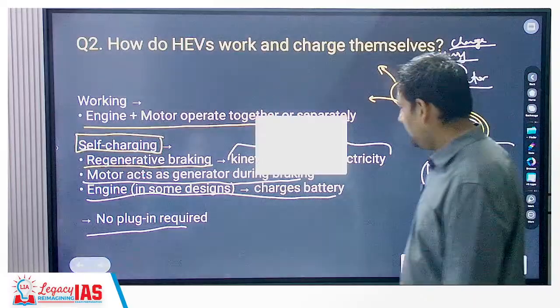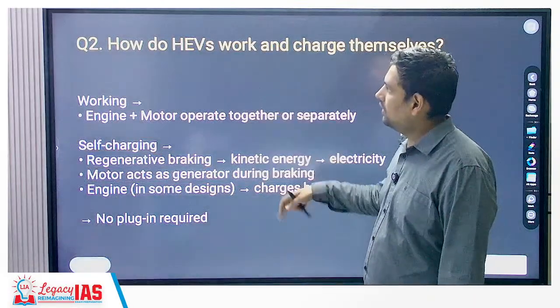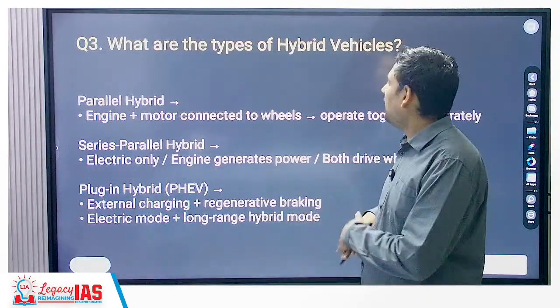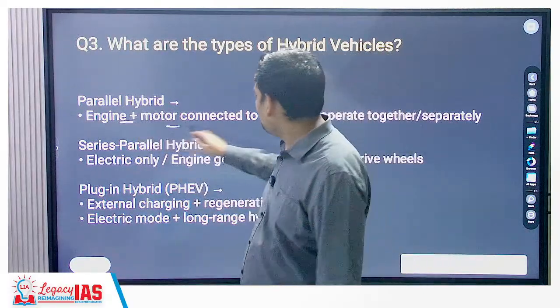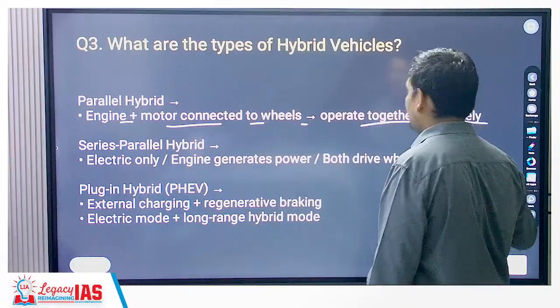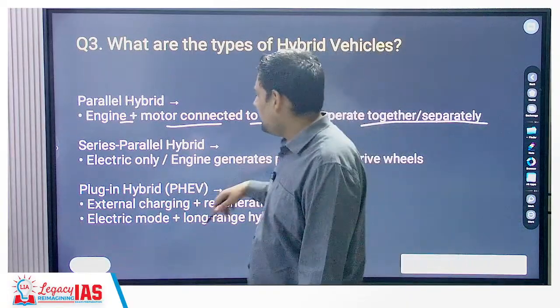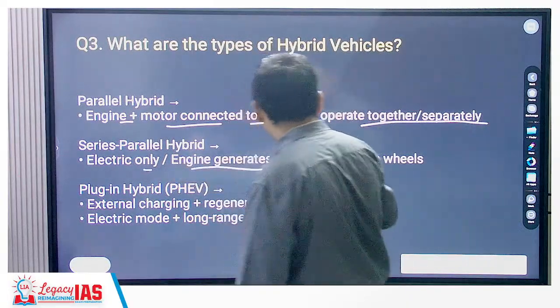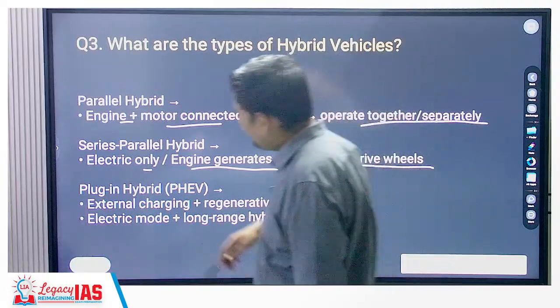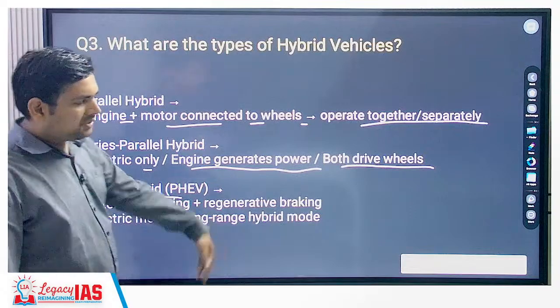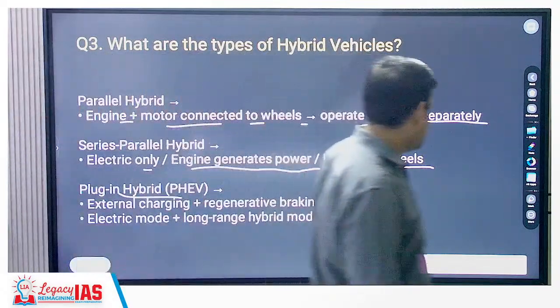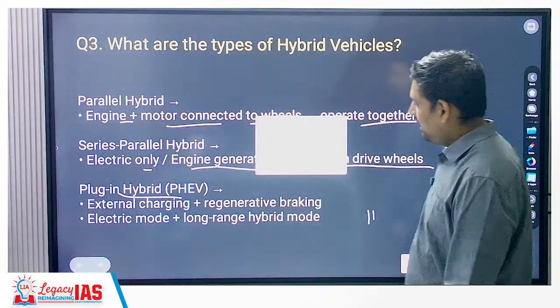Okay. Then what are the types of hybrid vehicles? So there is parallel hybrid, where engine and motor connected to wheels operate together or separately. Series parallel, electric only, or engine generates power, both drive wheels. Okay. So there are different versions. Plug-in hybrid, so external charging plus regenerative braking. This is what I explained to you. This is the most advanced mode.